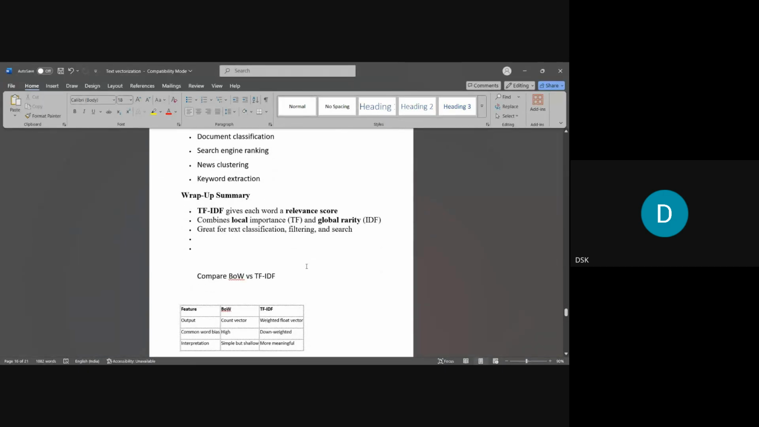So basically, TF-IDF gives each word a relevance score. It combines local importance, that is term frequency, and global rarity, that is inverse document frequency, and it is great for text classification, filtering, and search.